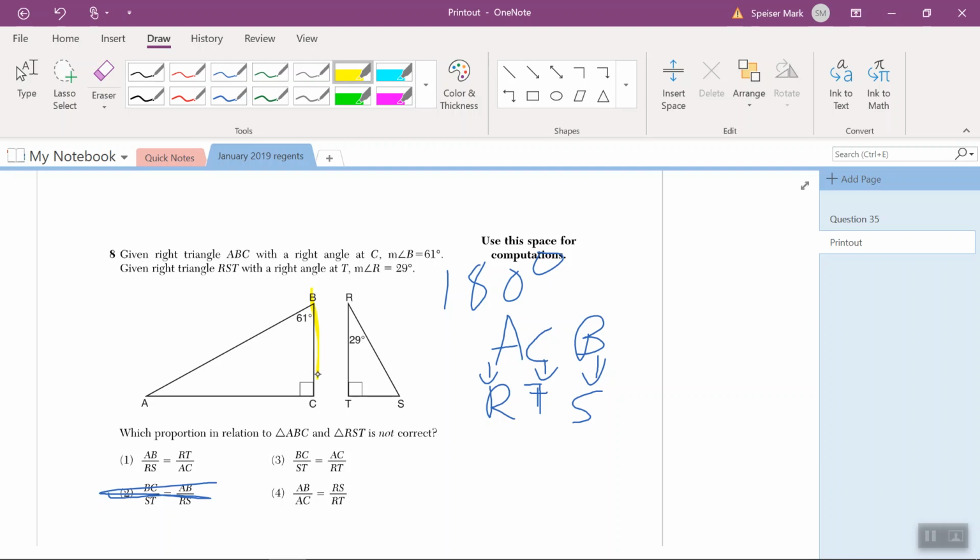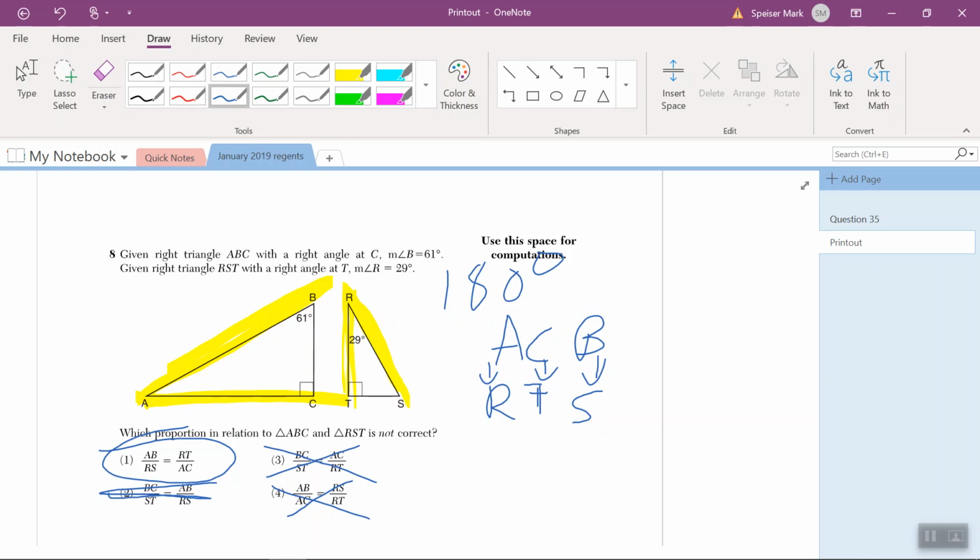BC matches with ST. That's right. AC matches RT. That's completely correct. Not allowing choice number 3. And the last choice to try out. AB matches with AC, comparing one triangle to itself using a trigonometric relationship. And the same thing, RS compared to RT. So we compare the hypotenuse to a leg in both cases, which are valid proportions, leaving us the only one that does not work, AB to RS and RT to AC.